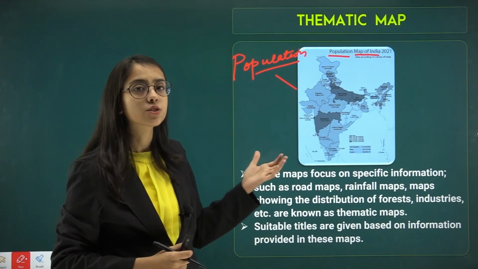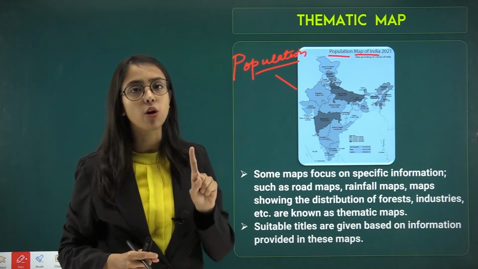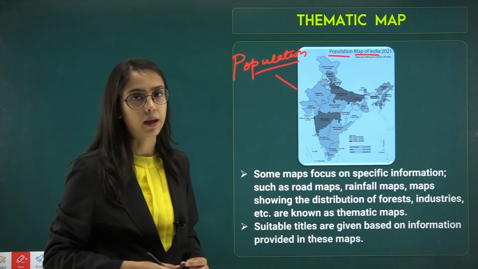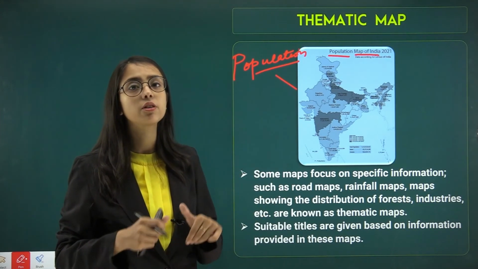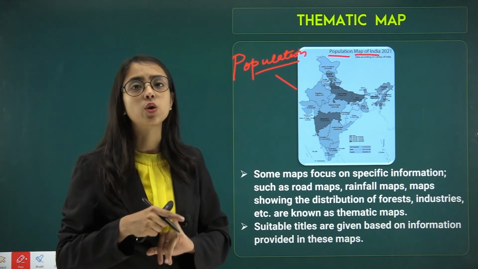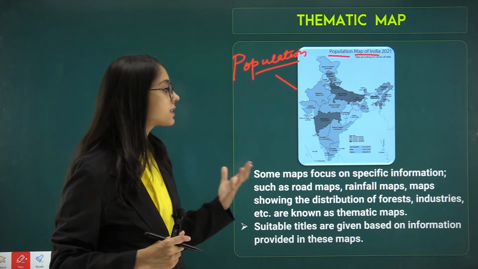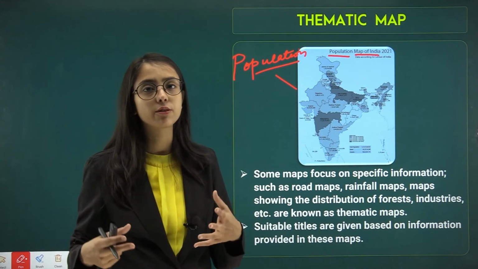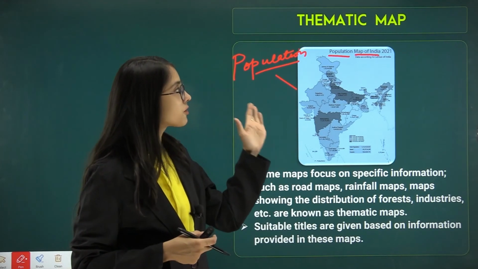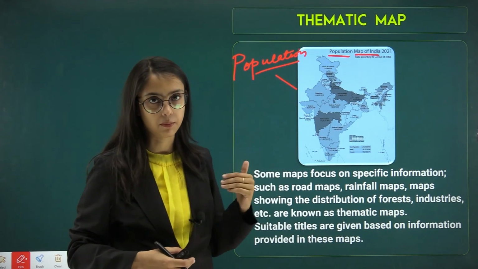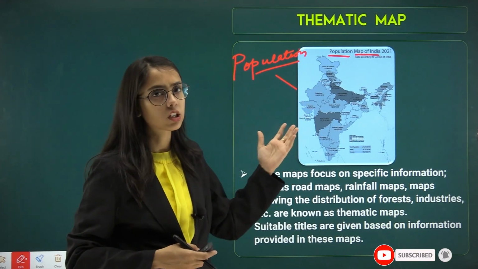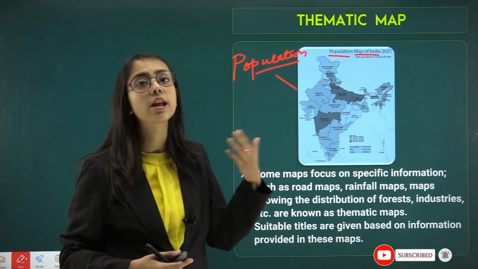Since this map is representing one particular form of information, the population, the demography, this is known as a thematic map. We have different kinds of themes, for example, rainfall, vegetation, industries, railway lines, road maps, etc. Suitable titles are given on the basis of the information the map is showcasing or providing. Since here it is providing population, this is known as a population map. If a map of India is representing the railway lines that go through all the states of India, that may be known as the railway map of India.